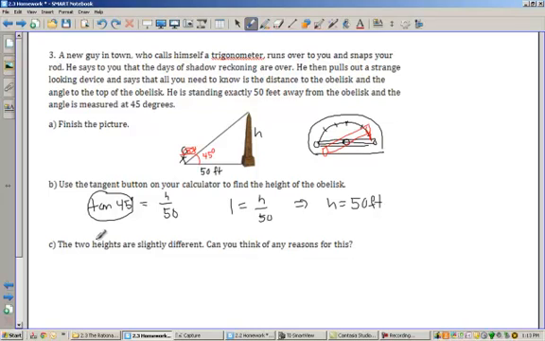In part C, they ask, the two heights are slightly different. Can you think of any reason for this? The point of this is that there will always be some error in our measurements.